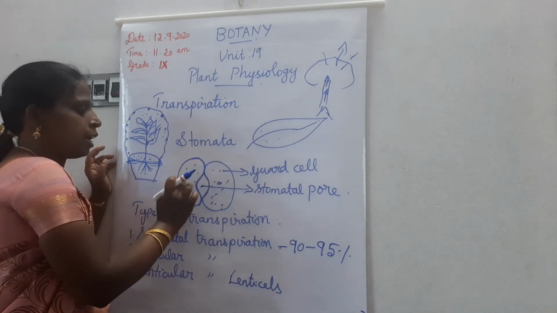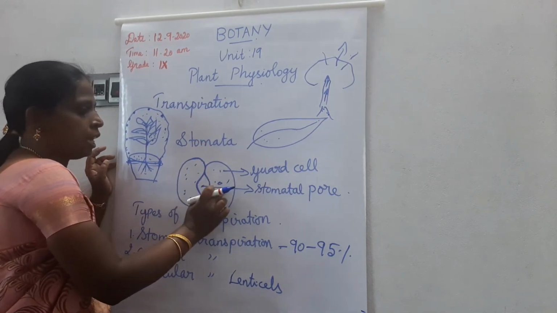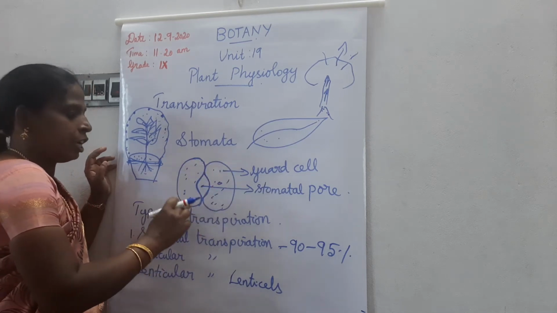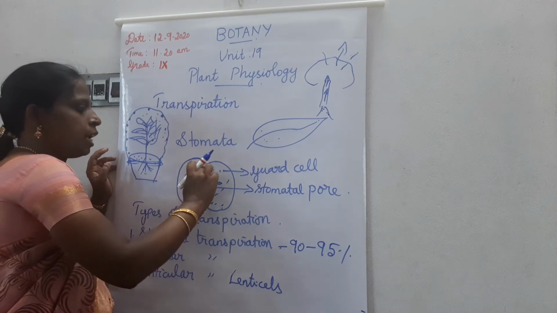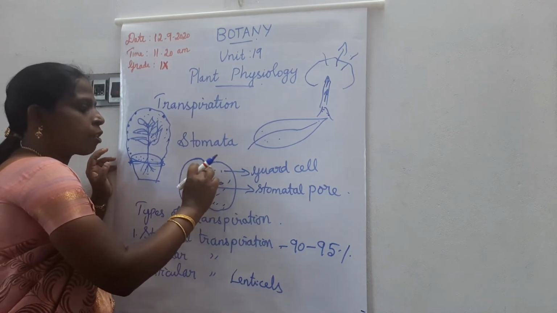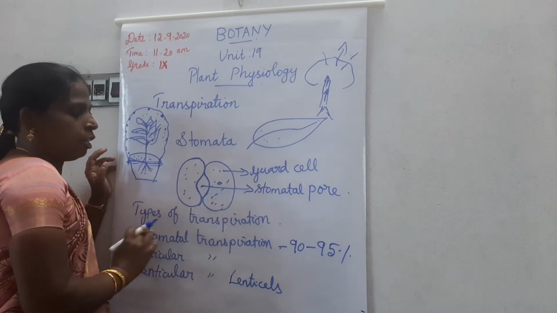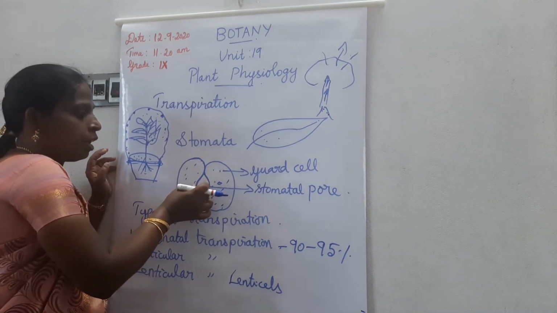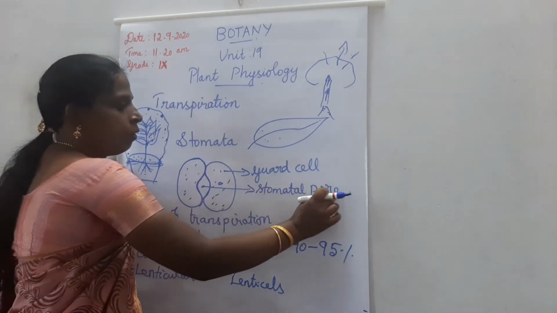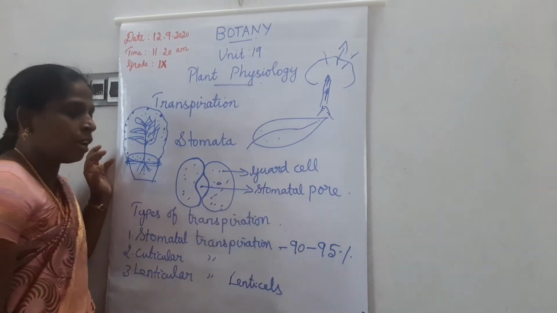The stomata consist of 2 guard cells, and the shape of the guard cells is kidney shape or bean shape. It consists of an outer wall and an inner wall. The nucleus, chloroplast, vacuole, everything is present. Between the two guard cells, there is a small opening. That opening is called the stomatal pore.